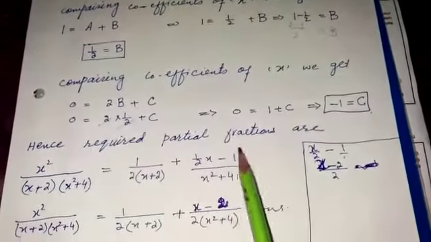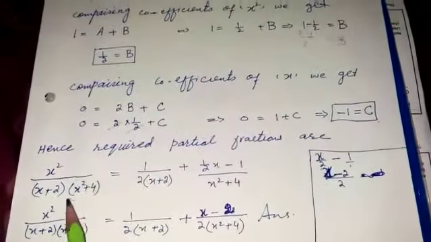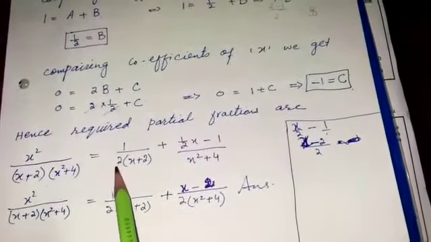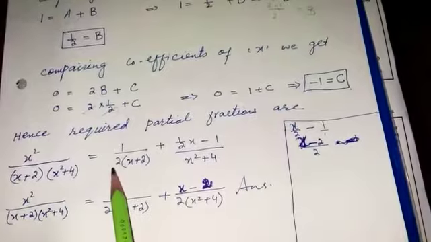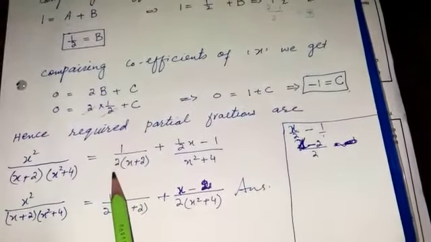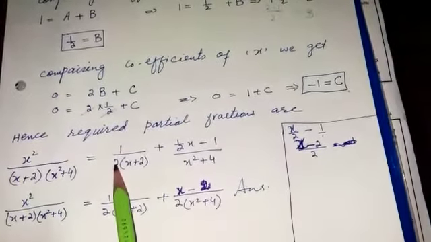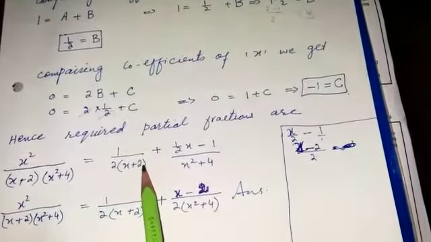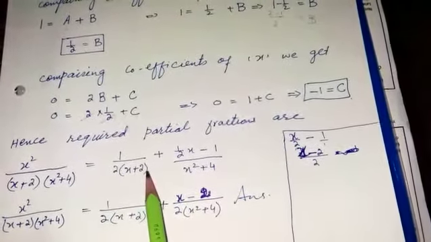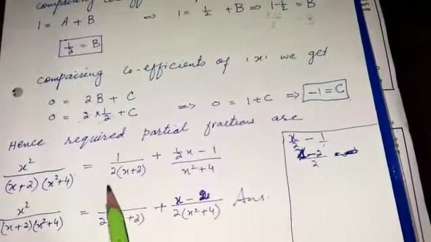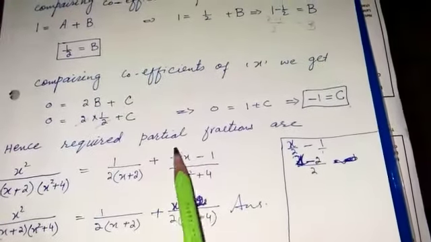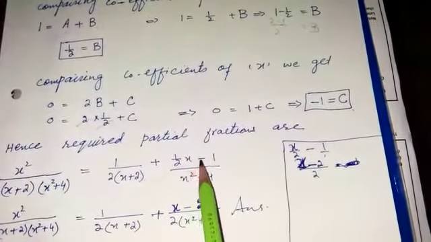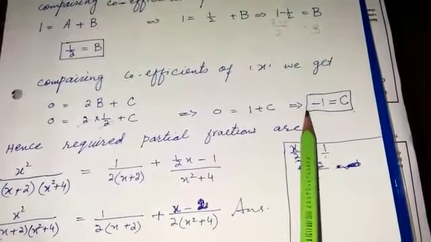Hence the required partial fractions are: x square over (x plus 2) into (x square plus 4) equals 1 by 2, where 1 by 2 is the value of a. So 1 over 2 will be written and multiplied by x plus 2. 1 by 2 into x plus 2 is the first term of the partial fraction, plus 1 by 2 is the value of b multiplied by x, minus 1 is the value of c.